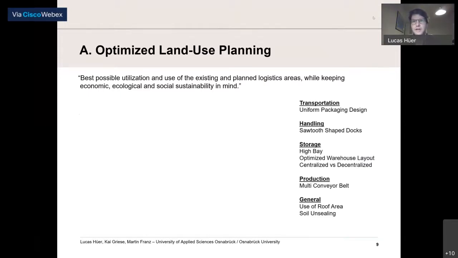The planning, we defined it in our work as the best possible utilization and use of existing and planned logistics areas while keeping the 3 pillars of sustainability in mind that I explained earlier. On the right side, you can see popular logistic processes such as transportation or storage. And underneath those points, you can see examples for how to improve the land use for each of those processes.